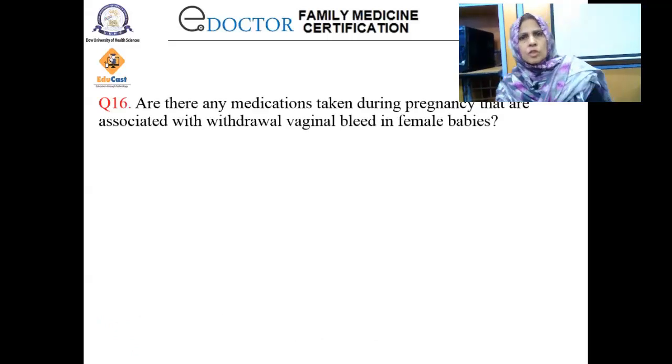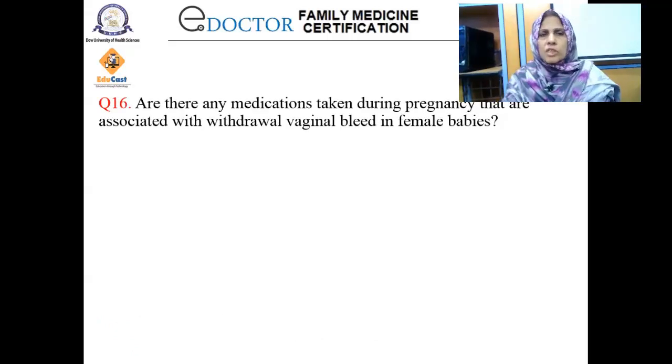Are there any medications taken during pregnancy that are associated with withdrawal vaginal bleed in female babies? No. The definition of withdrawal vaginal bleed means that the maternal hormones, which are at the peak during pregnancy and are transferred to the baby via the placenta, have been cut off at birth, and so the levels of the hormones fall, and that is responsible for withdrawal bleeding.